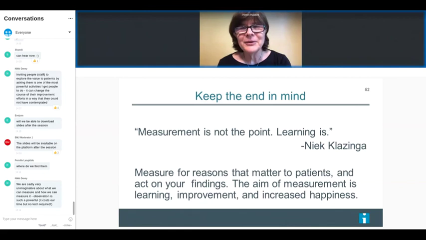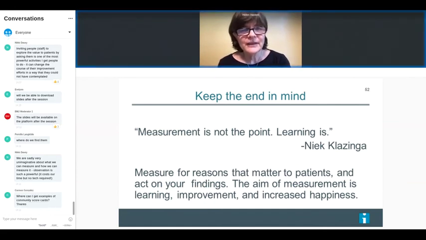But the point of measurement is learning, and the point of learning is improvement. So measure for reasons that matter to patients and act on your findings. Because the aim of measurement is learning, improvement, and as odd as it may sound, increased happiness. The goal of measurement is to make life better for all of us. And I will turn it back to you, Frank.